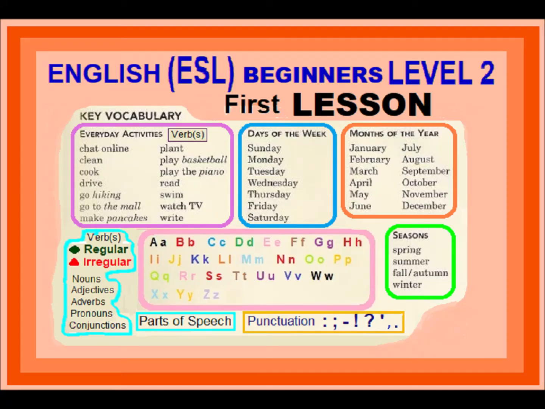Hello, this is the first lesson for ESL, English as a Second Language, beginners level 2. Beginners maybe have 3 levels. Low beginners start with the alphabet, and high beginners are before low intermediate. So those are beginners level 3. These are beginners level 2 in the middle. These kinds of students already know the alphabet and the basics, but they need to review everything.